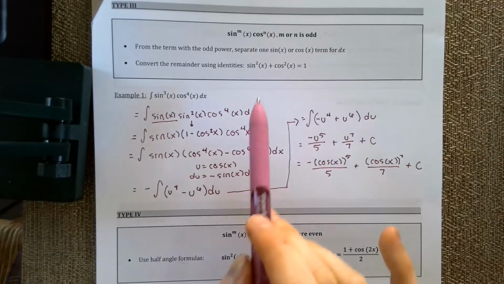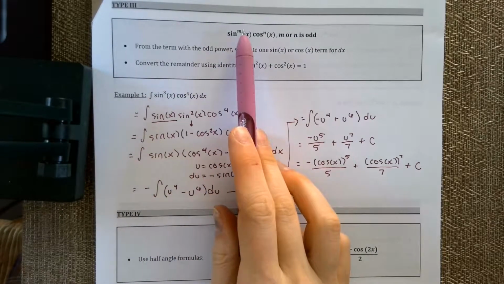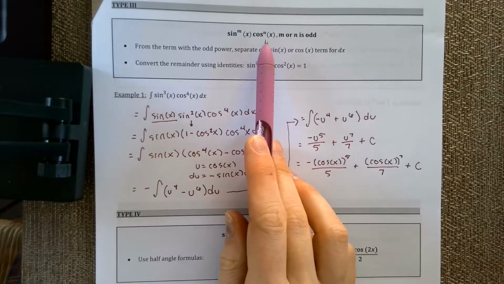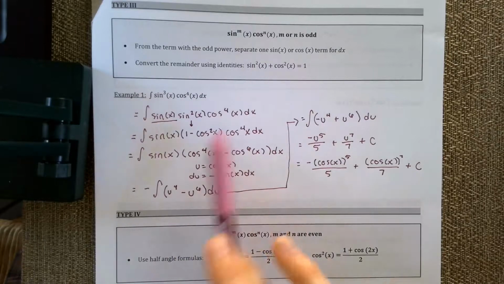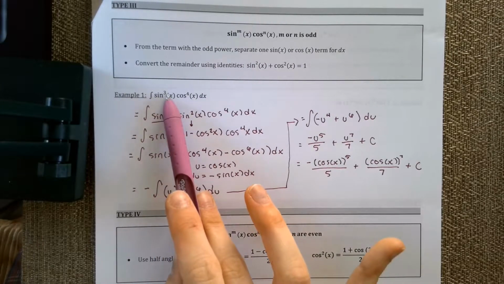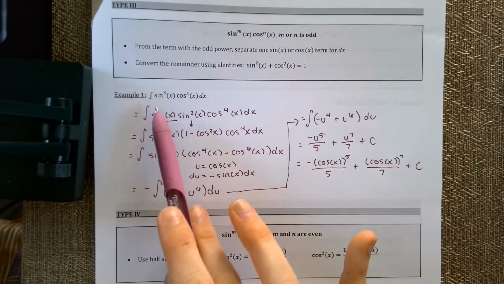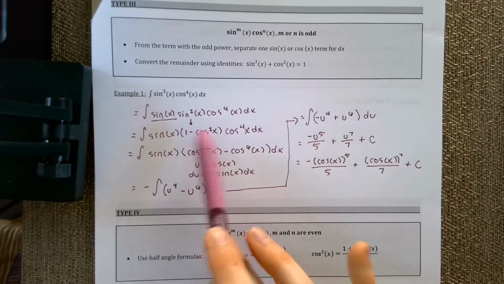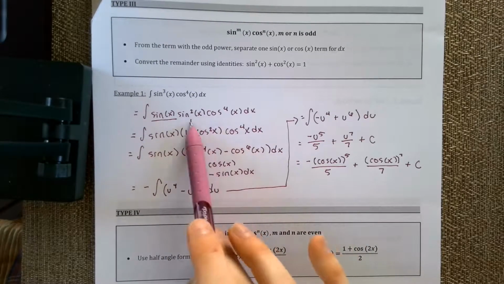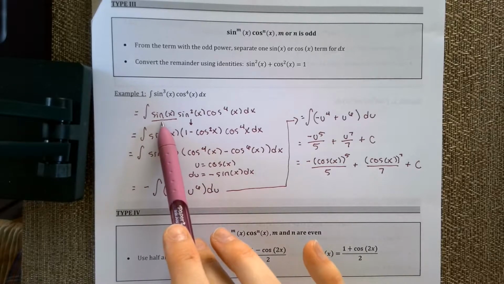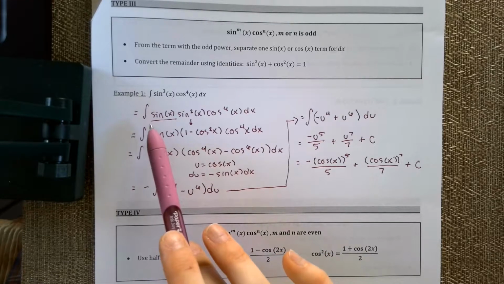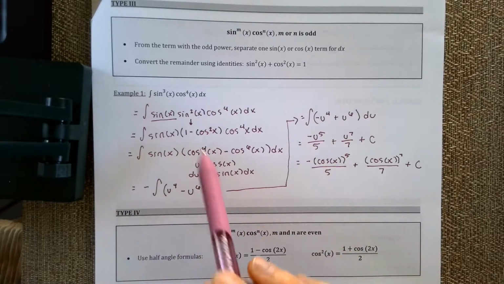Okay, so type 3, we have a mix of sine and cosine, but one of the powers is odd. If one of the powers is odd, I peel one off, specifically from the odd power, peel one trig function off, and then I change my other ones to be able to do a u-sub. Whichever one you peel off is the one that's going to be a part of your du, so you want to choose your u accordingly.